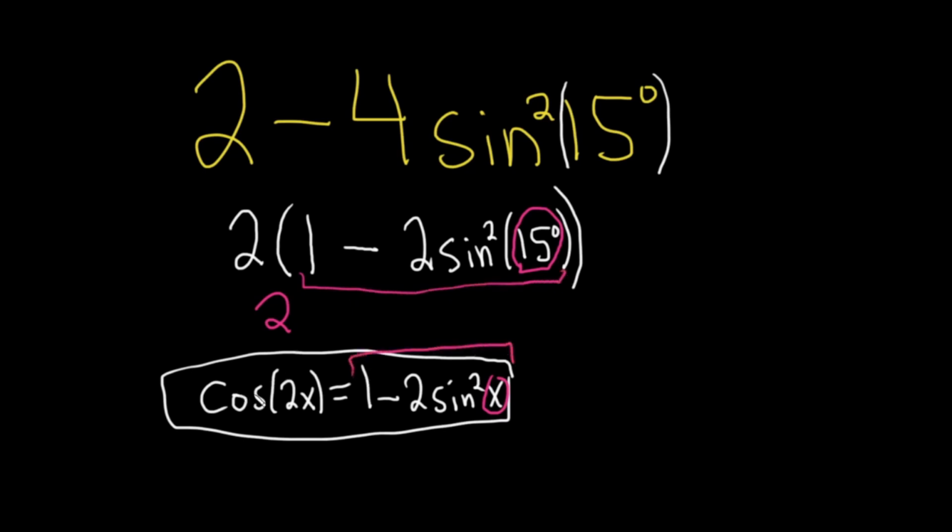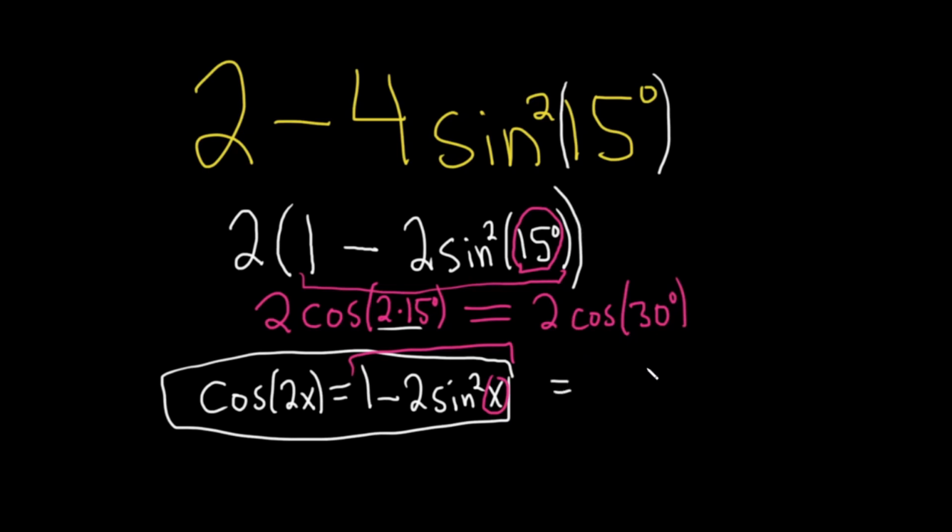So then it's just going to be cosine of 2x. So cosine of 2 times 15, so 15 degrees. Really nice. So this is equal to 2 times cosine of 2 times 15, which is 30. And now we just have to figure out the cosine of 30 degrees. Well, the cosine of 30 degrees is simply the square root of 3 over 2. So this is times the square root of 3 over 2. These cancel, and so you get the square root of 3.